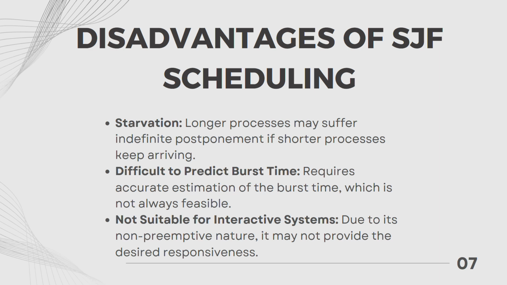Now, let's look at disadvantages of shortest job first scheduling. First is starvation. Longer processes may suffer indefinite postponement if shorter processes keep arriving. So, suppose a longer process has a burst time of 50 seconds, and smaller processes keep coming, so it gets preempted again and again, it won't get CPU, so it will face starvation.